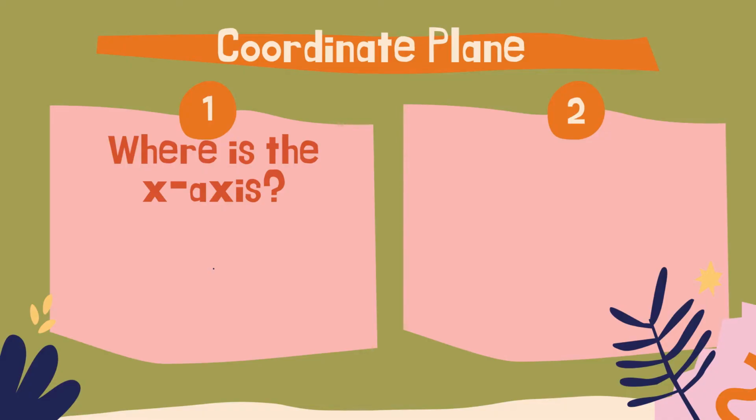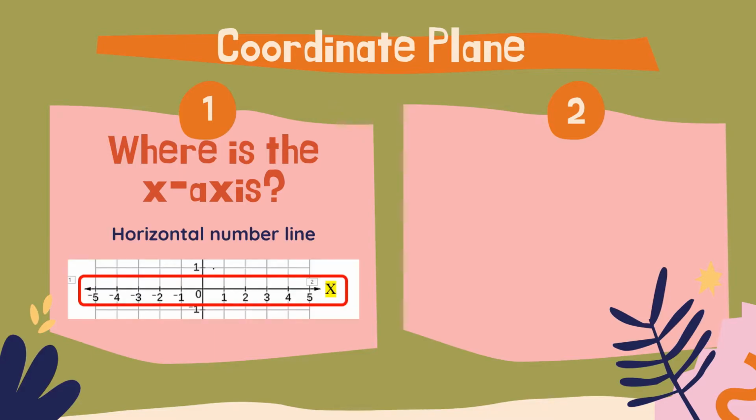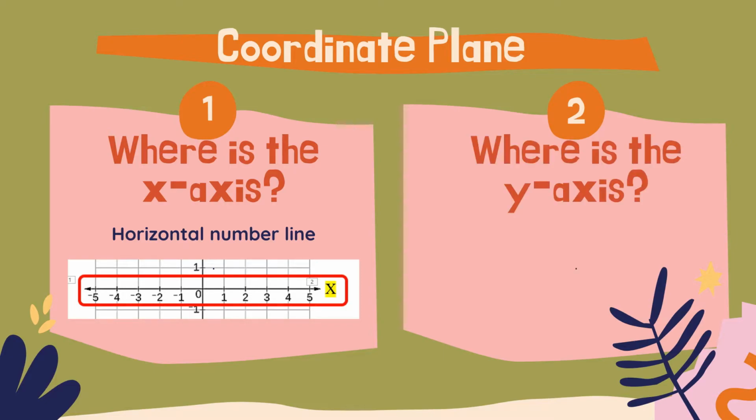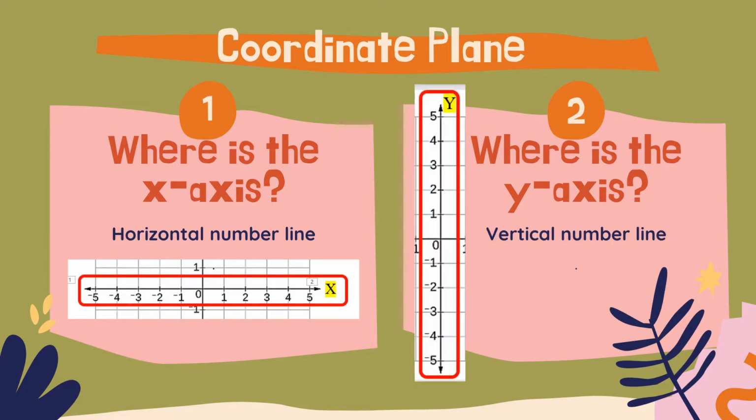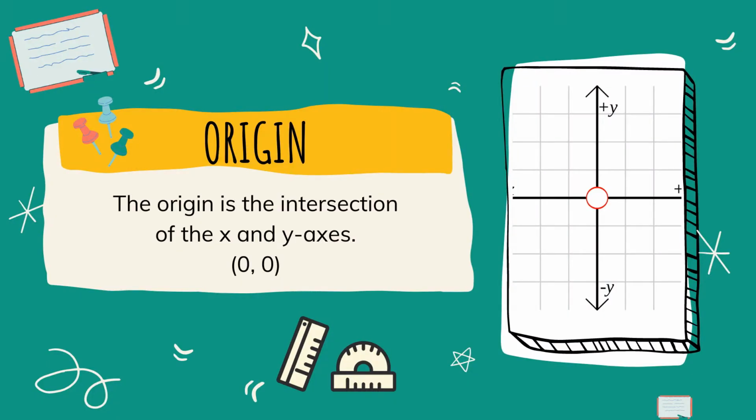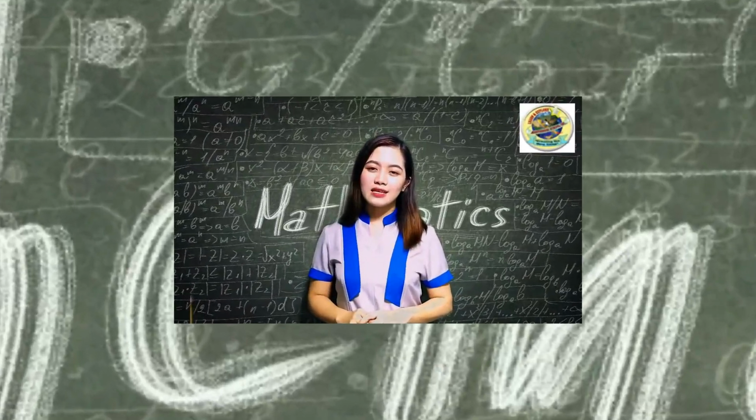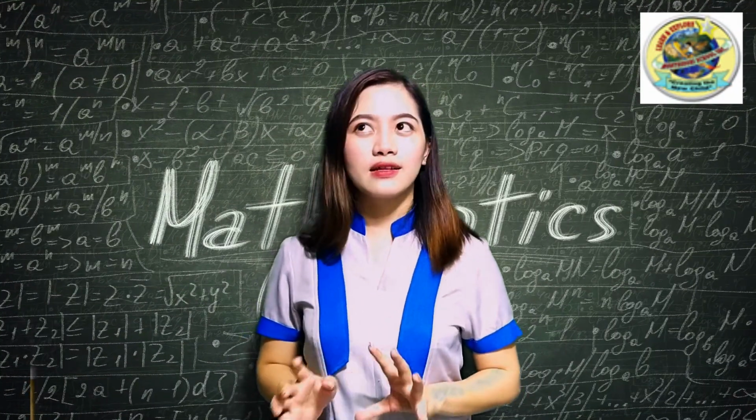Again, where is the x-axis? Correct! The horizontal or side-to-side axis. How about the y-axis? Great! The vertical or the up and down. Okay, next, we have the origin. The origin is the intersection of the x and y axis. The origin is where everything starts on our coordinate plane when we plot points. We always start at 0, 0 and go from there.